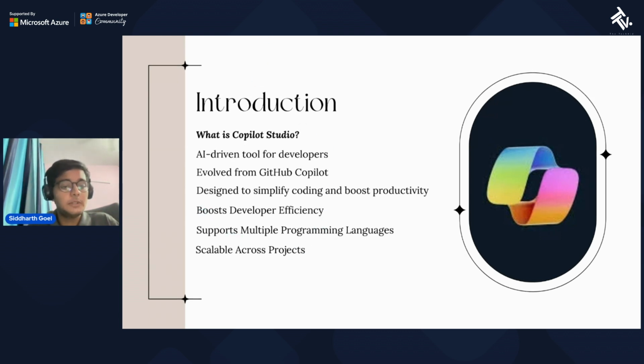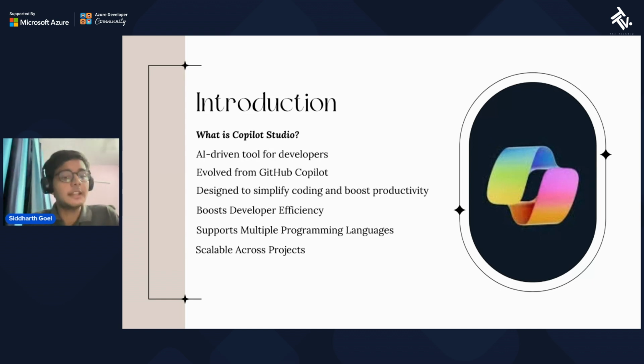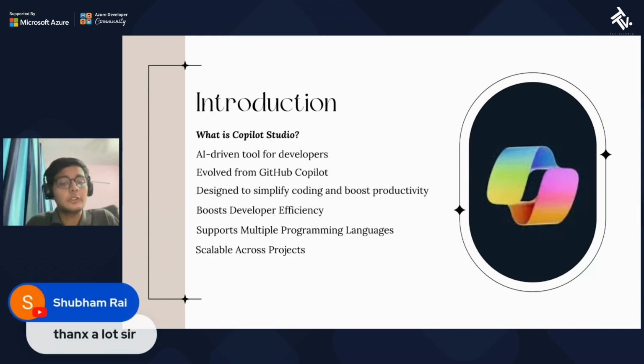Copilot Studio is not limited to a particular programming language, as nowadays a lot of programming languages are being used for different developmental purposes. You can use Copilot Studio with JavaScript, Python, Ruby on Rails, or any other programming language being used for development. So this is a very versatile tool which can work across different programming languages, and also it is scalable across projects, whether you are using it for your personal projects, for academic projects, or for your entire enterprise, like building the code base for a large organization.